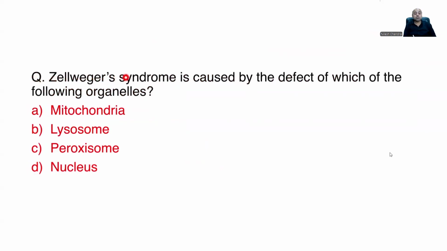Next question, Zellweger syndrome is caused by the defect of which of the following organelles? You have mitochondria, lysosome, peroxisome, and nucleus. I'm sure you know the answer is peroxisome. Zellweger syndrome, and previously we did Refsum's disease. Refsum's was asked in the morning session, the Zellweger was asked in the afternoon session. These two questions are asked very frequently. We'll talk about these two conditions when we are doing the videos.